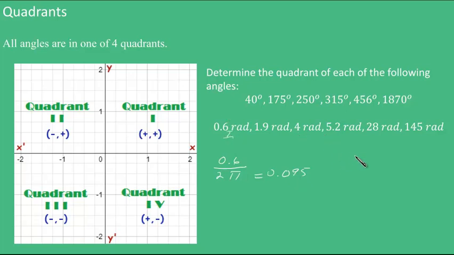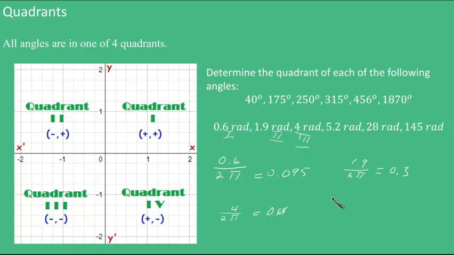1.9 radians divided by 2 pi radians. Notice I'm dividing it by 2 pi radians. That's 0.3. So obviously now that takes us over here between 0.25 and 0.5. So this is in the second quadrant. How about 4 radians? We take 4 and divide it by 2 pi. Remember 2 pi corresponds with 1 complete revolution. That's 0.64. So that's 0.64 of a revolution. So that's between 0.5 and 0.75. So that's in the third quadrant.